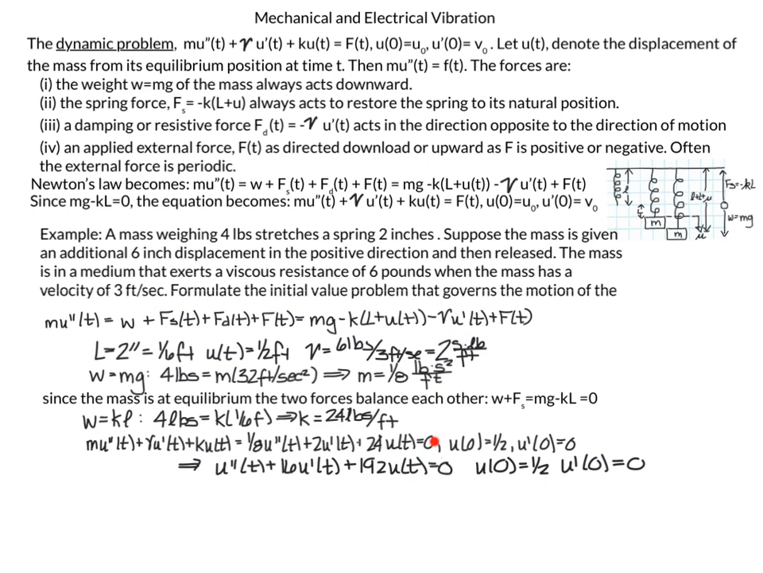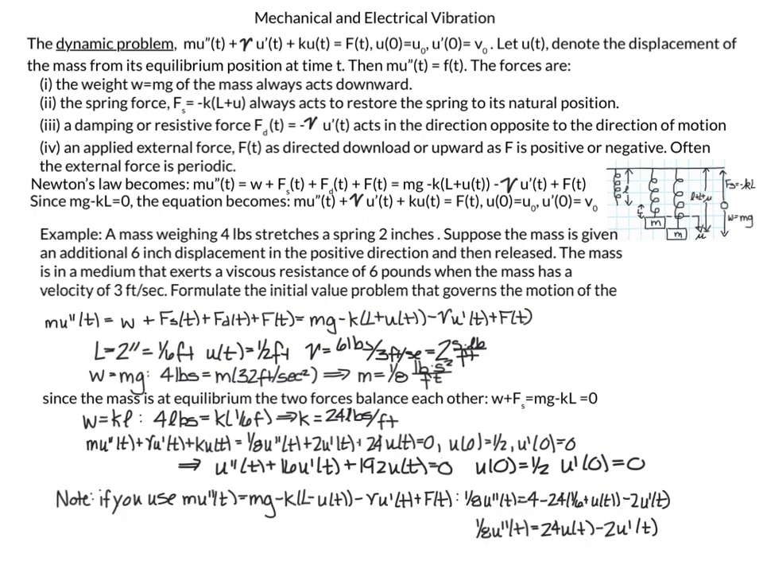So our initial conditions: initially, our displacement is at 1/2, that's given to us. We were displacing an initial 6 inches. And then our initial velocity is equal to 0. So solving for this, this is our equation, multiplying everything by 8, I get u double prime plus 16u prime plus 192u equals 0, with u of 0 equals 1/2 and u prime of 0 equals 0. And the equation here that I used came from the fact that I knew that mg minus kL is equal to 0. So this was the equation I used here.